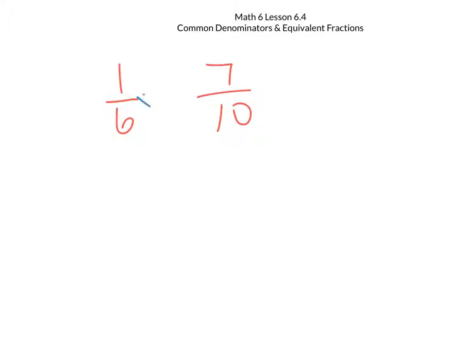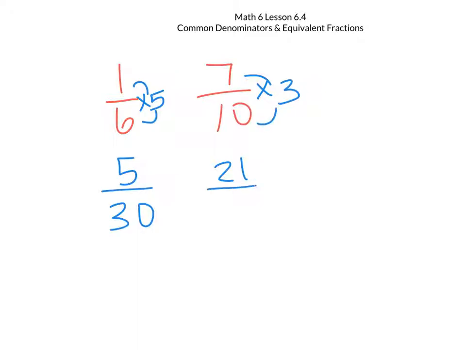So how do we make the 6 a 30? And how do we make the 10 a 30? Now you do the same to the top and the bottom. So 5 times 1 is? 5. And then 5 times 6 is? 30. And then over here we have 3 times 7. 21. And 3 times 10. 30. So now we have two fractions with common denominators.